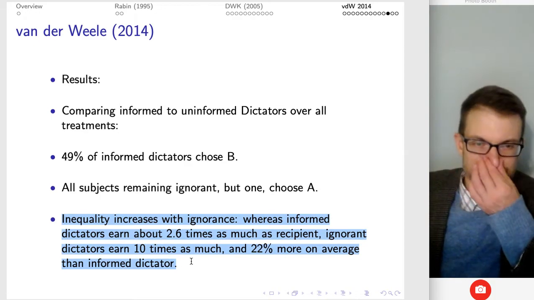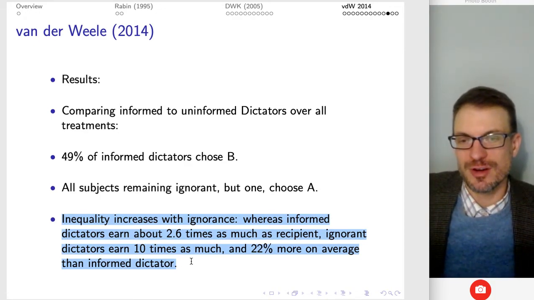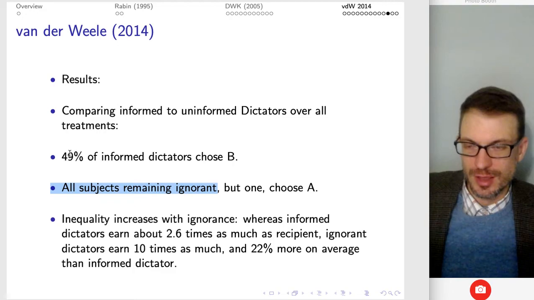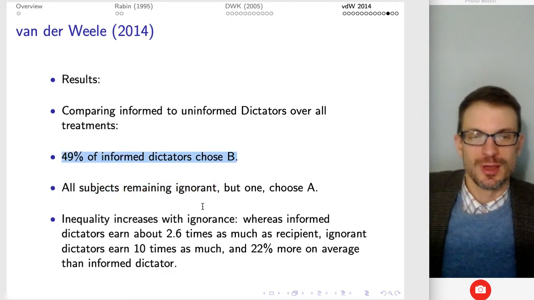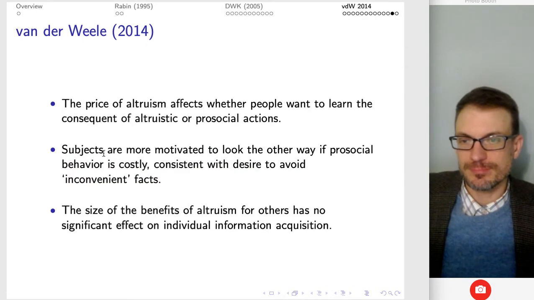This last line is just saying there's an economic incentive here. So these dictators who remained ignorant, the 51% who didn't choose B, you did better when you remained ignorant, at least in terms of monetary payoff.